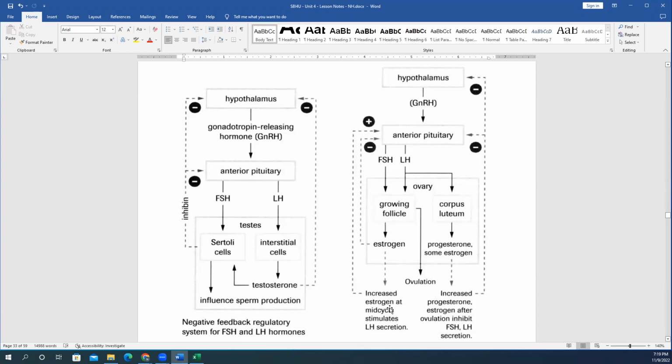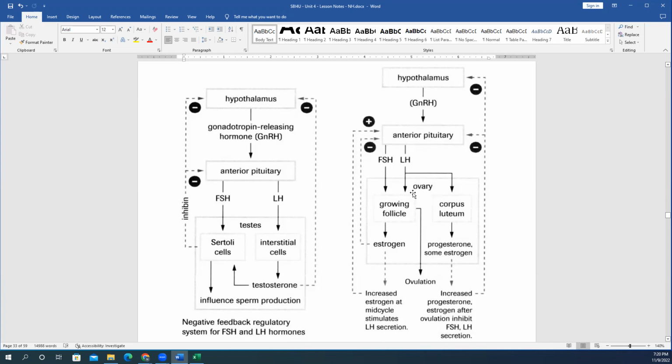And this increased estrogen that takes place at around mid-cycle stimulates further luteinizing hormone secretion. So it has sort of a positive feedback loop on the anterior pituitary. So this has to do with at which point in the cycle this happens. And once estrogen has reached high enough levels, it will go and have a negative effect on the anterior pituitary to slow down the production of these two hormones.